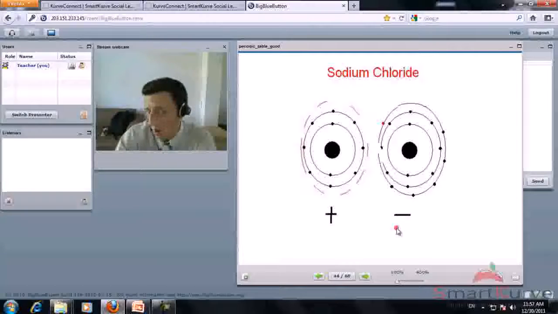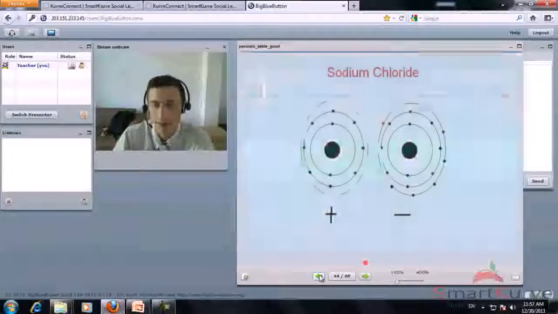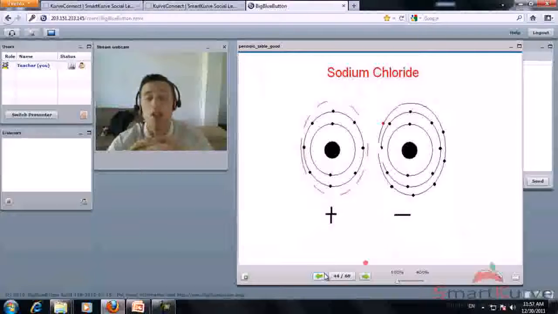Well, now we have a positive sodium and a negative chlorine. So what are they going to do? They're going to attract each other. And they're going to form a bond. And that bond makes a new molecule, what we call sodium chloride. And you use this compound every day. It's just table salt. This is salt, sodium chloride.